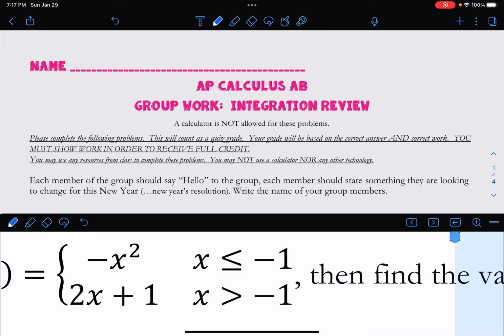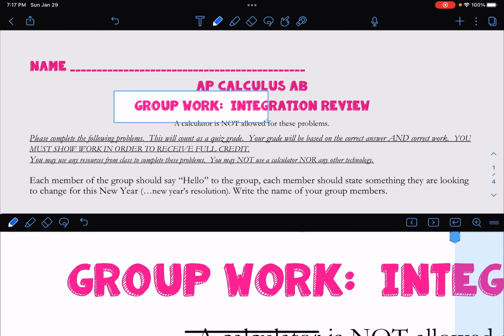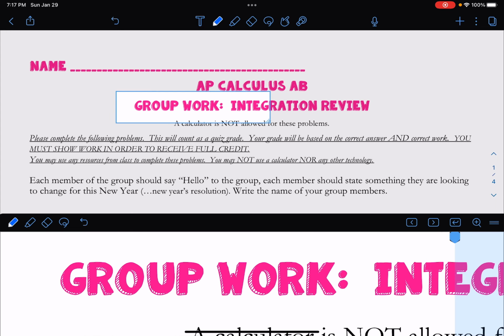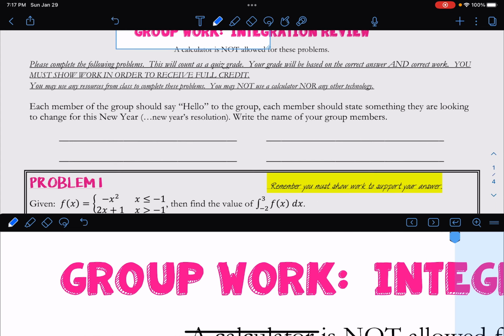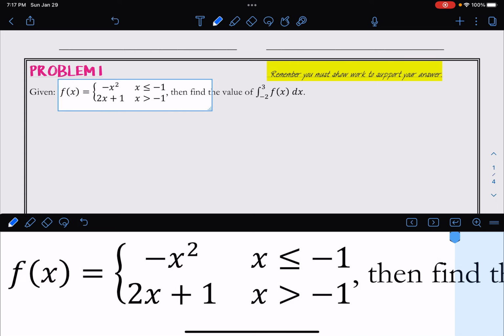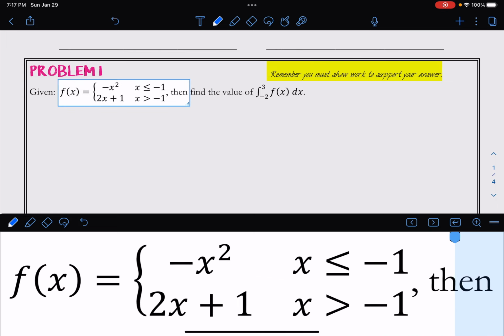Hi everyone. Today we're going to take a look at a few questions off of this integration review group work worksheet. So let's start off with problem 1. Problem 1 is a question that we've talked a little bit about in the past. f of x here is a piecewise function.